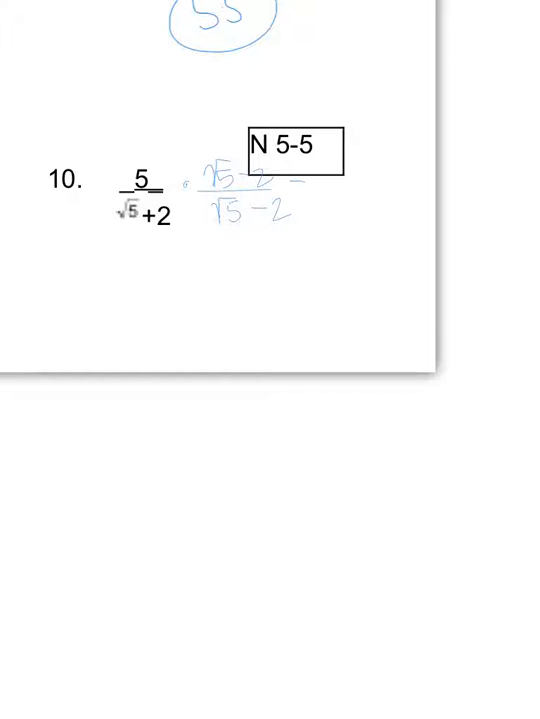Okay, so on top here, when I multiply, I'm multiplying 5 times square root of 5, which is 5 square root of 5. And then I also have to multiply 5 times a negative 2, which is a negative 10.